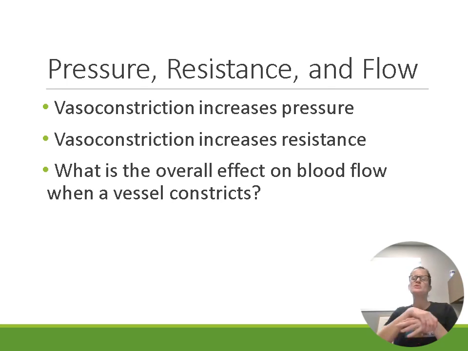Okay, so now let's talk about how vasoconstriction affects this. First off, remember our nervous system helps to control things like blood pressure and blood flow by causing our vessels to constrict and dilate. This happens a lot in our arteries because our arteries have more muscle than our veins do. And in this case, we're talking about the arteries, because they're the ones that are bringing blood to the tissues.